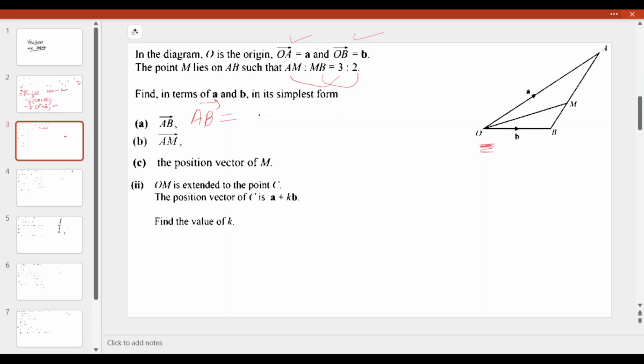So now put the values, because we are given the values. OB is equal to b and OA is equal to a. So that was the requirement of the question, and this is the answer, because we have written this AB in terms of a and b in its simplest form.